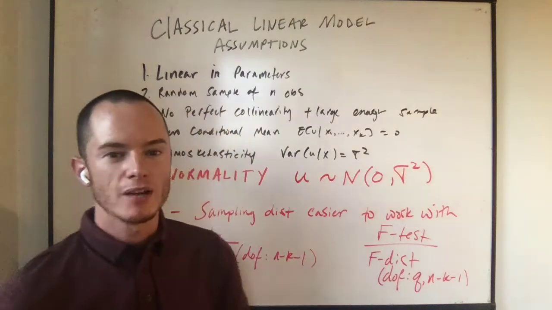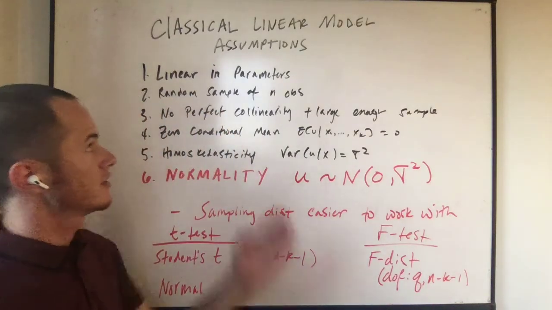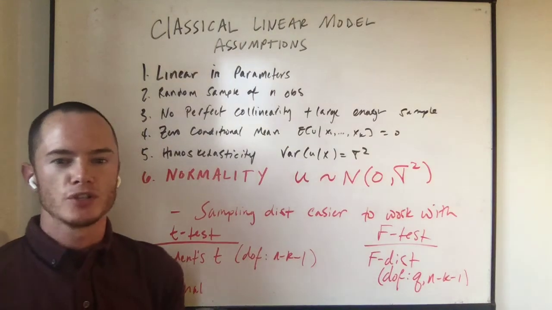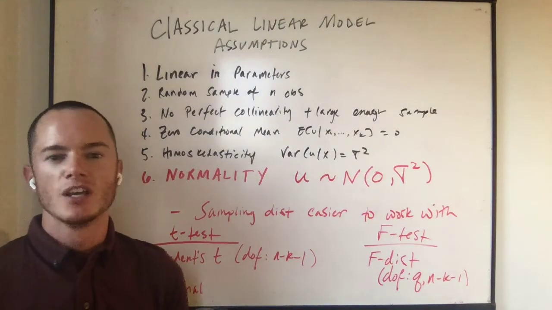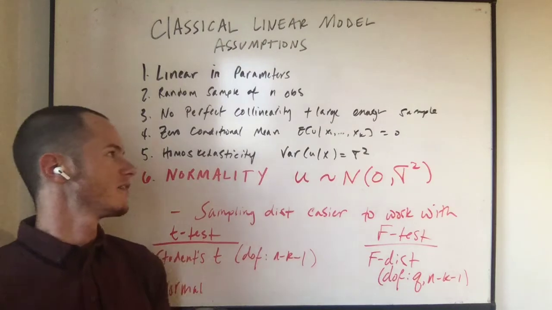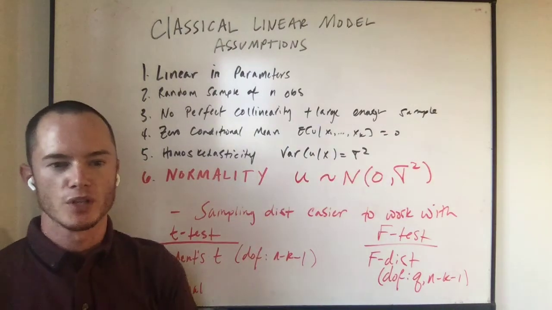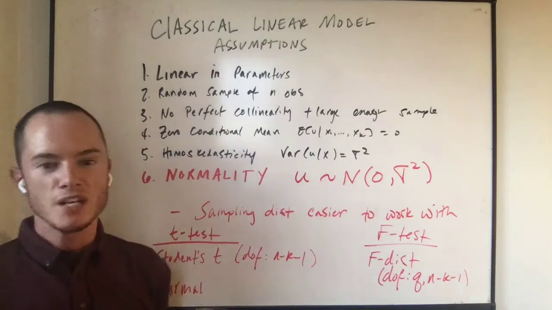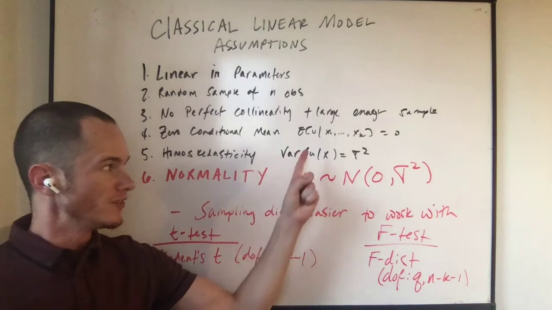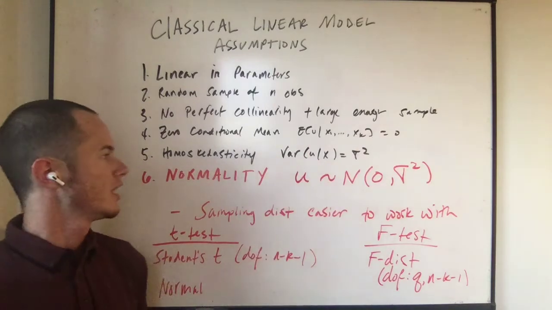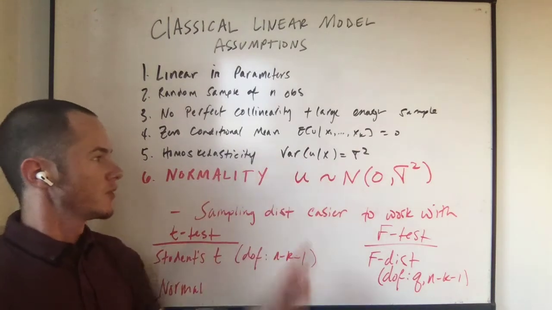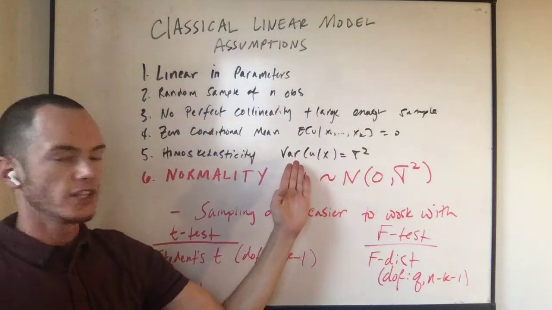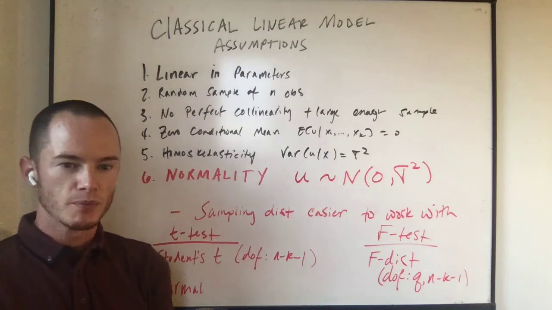So the classical linear model assumptions are basically the Gauss-Markov assumptions, which are the first five: linear in parameters, random sample of n observations, no perfect collinearity, and I've added, we need a large enough sample so that we can solve our first order conditions uniquely, zero conditional mean. So our expected value of u given the x's is 0, and homoscedasticity. So the variance of u given x is constant. These are the five here in black are our Gauss-Markov assumptions.